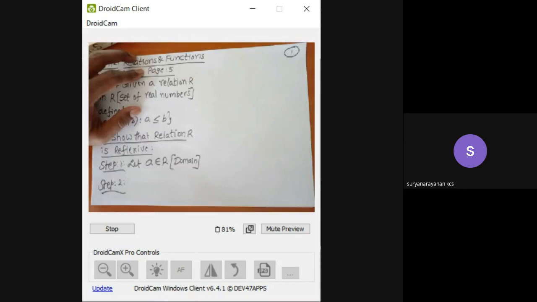Step 2, we had to take that given relation, but we don't write the given relation as it is. In the place of A, we write A. In the place of B also, we should write A only. Okay, my dear children. So, then what is the statement you get here? Can you tell me?